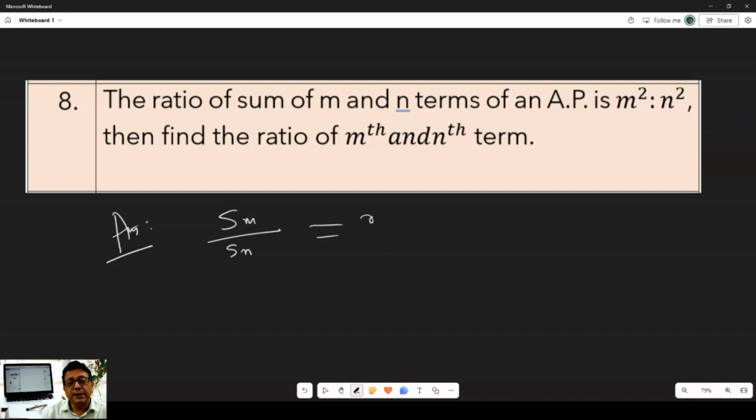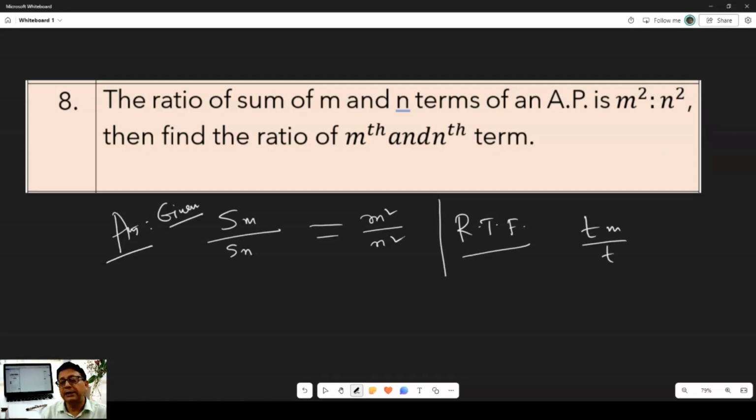Given Sm by Sn is m square by n square. Given. Then what is required to find? Required to find Tm by Tn. Okay? Skill based problem. Again, unknowns you have to consider and then proceed. Unknowns means the common difference and the first term. We take as it is, let A be the first term and D be the common difference. Okay?